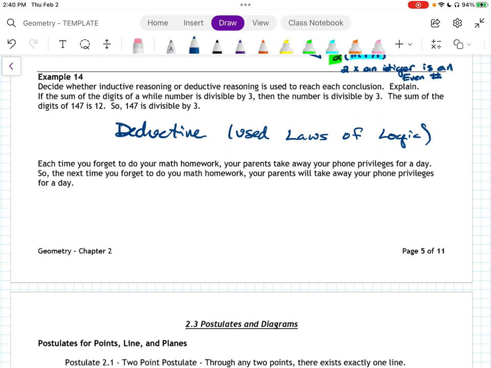All right, next up. Each time you forget to do your math homework, your parents take away your phone privileges for a day. So the next time you forget to do your math homework, your parents will take away your phone privileges. Well, that's kind of like your friend wearing their shorts every day. You're just saying, maybe in the future, you're probably going to do it. It doesn't say here. It might have been that the parents outright said, hey, this is the rule. If they had this hard, fast rule, then you could have used deductive reasoning. But they didn't say that they had that rule. So this is going to be inductive.